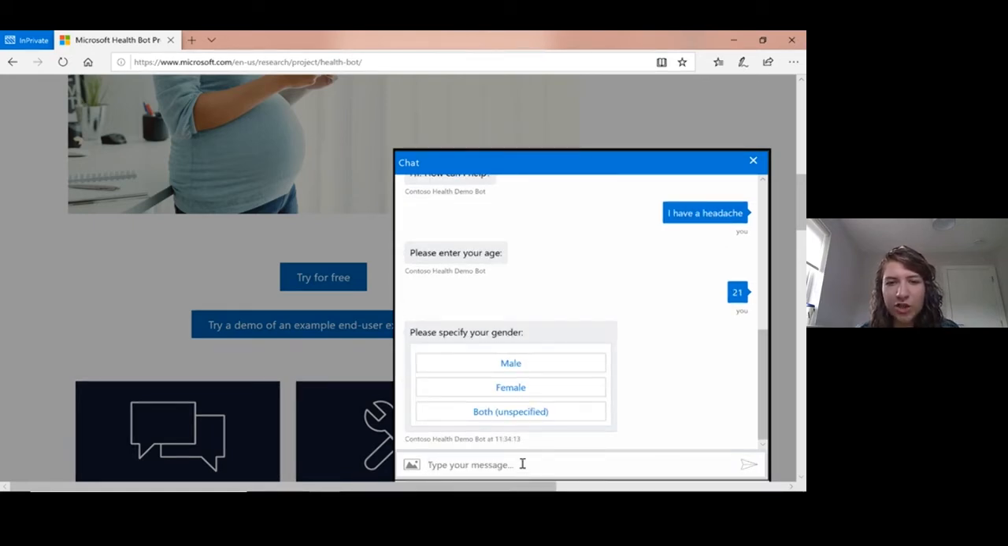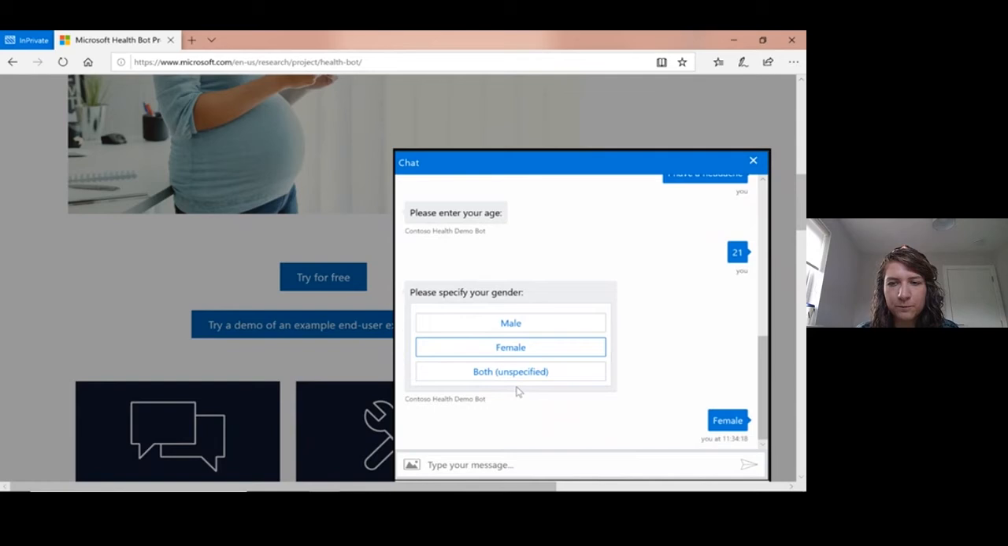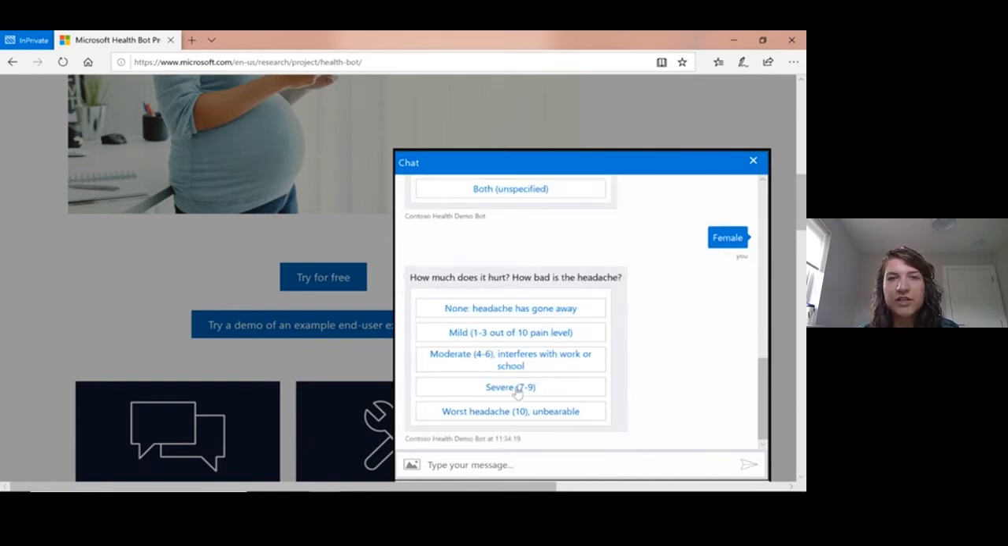Please specify your gender. So I'll go female. And you can see how fast this is, okay? I'm not waiting long. I'm not sitting back waiting for it. It's really quick. So as a customer, I'm getting very quick answers here, which would help me and comfort me to know that I'm getting somewhere.